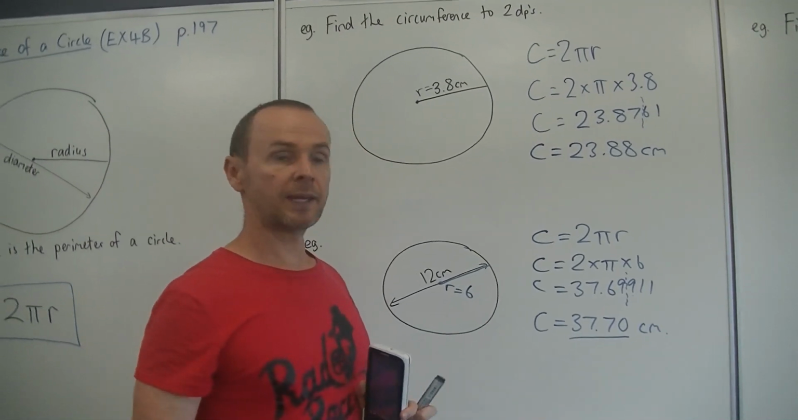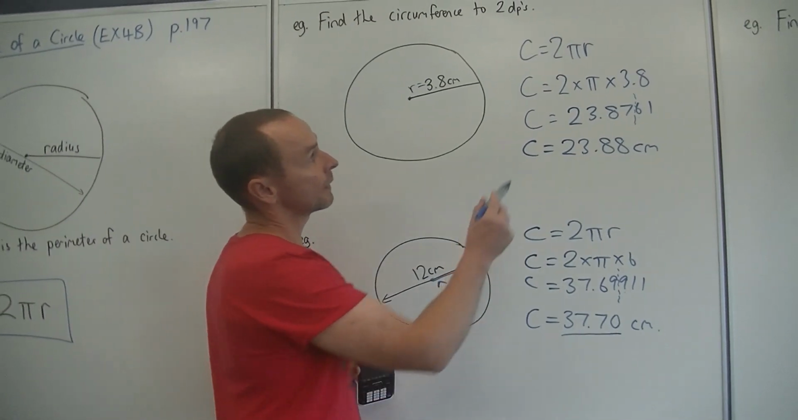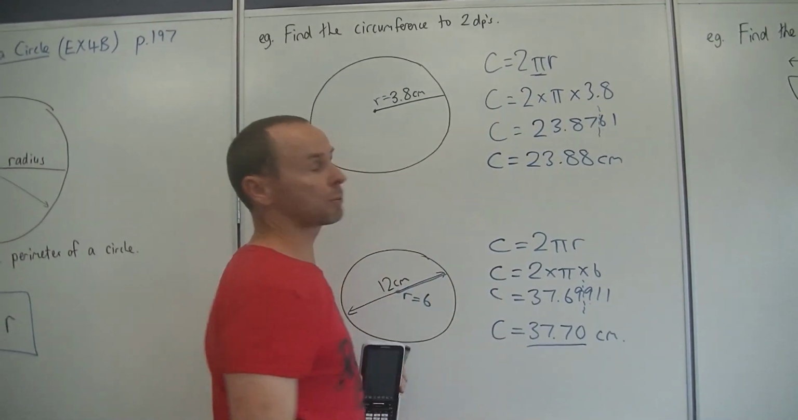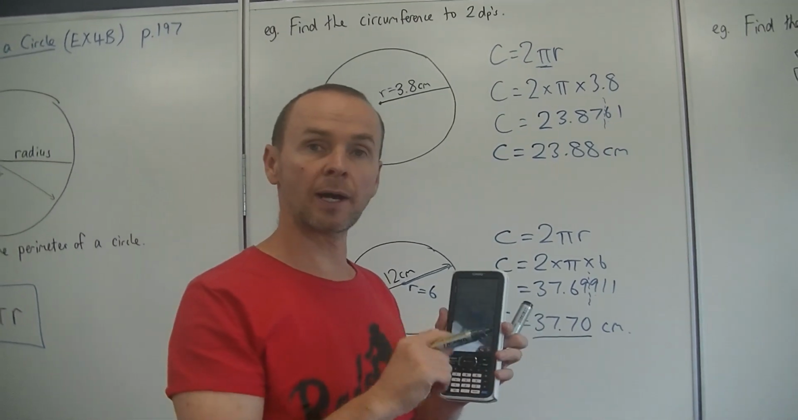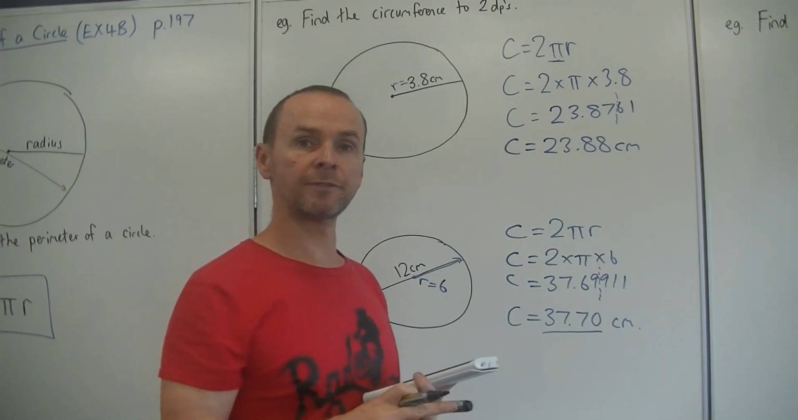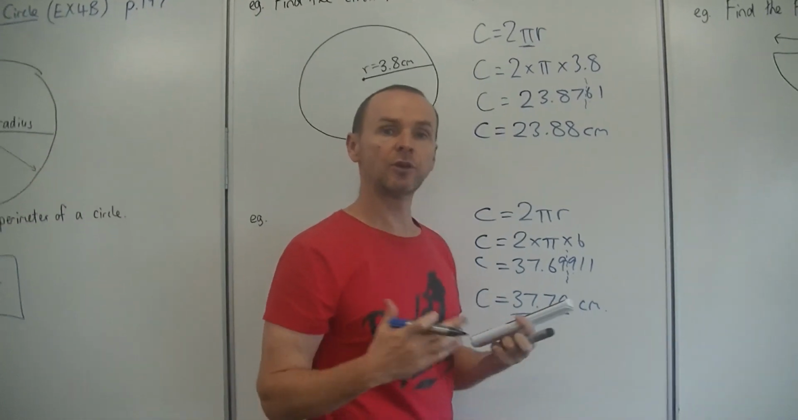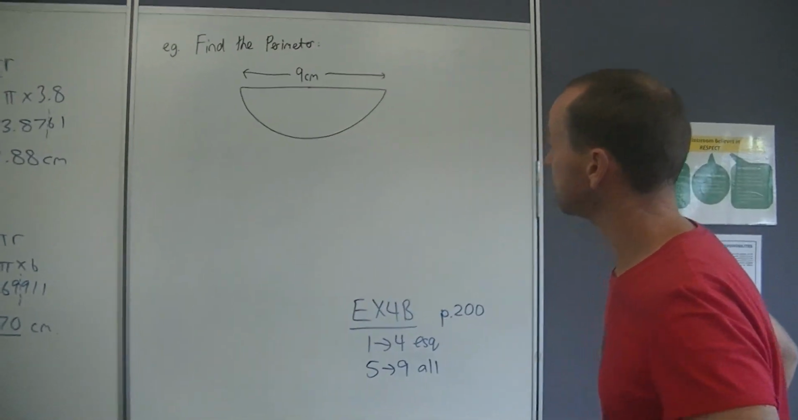Okay, one more point to make. In the exercise that you do in a minute, a lot of the time they say, use pi as an approximation, 3.14. Do not do that. Always use pi on your calculator. Just type in pi. Do not type in 3.14. Whenever it says use an approximation, don't worry about it. Use the actual value of pi.